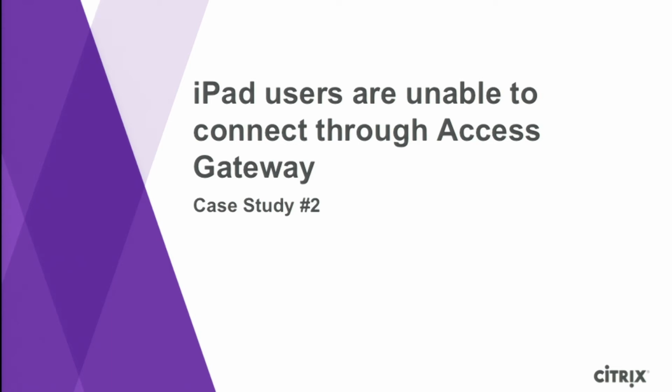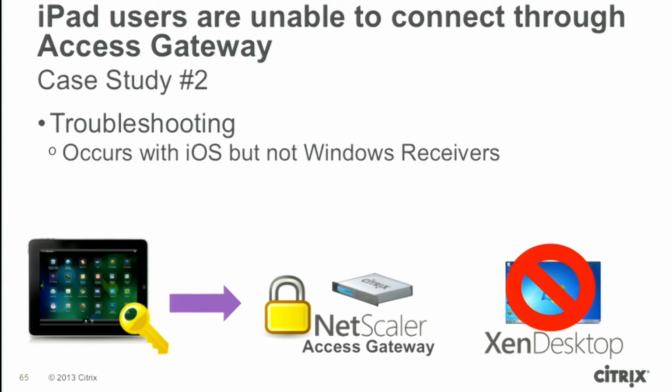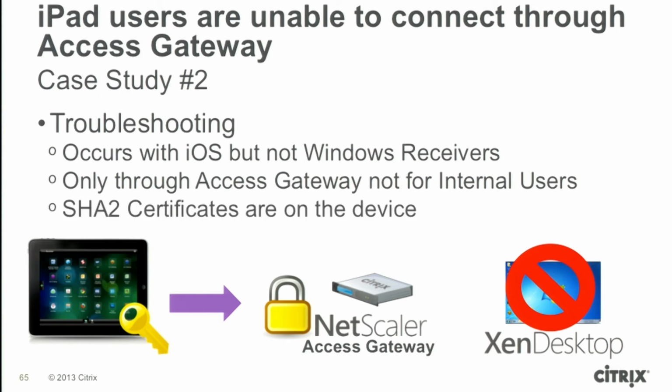First, problems connecting through the Citrix Access Gateway. In this case, the iPad users were able to enumerate their Zen desktops, but unable to connect only through Access Gateway. Users with the receiver for Windows were able to access their desktops through AG, no problem. And the issue only occurs going through the Access Gateway. Internal iPad users were able to connect without an issue. On the NetScaler, they were using FIPS and SHA-2 certificates.